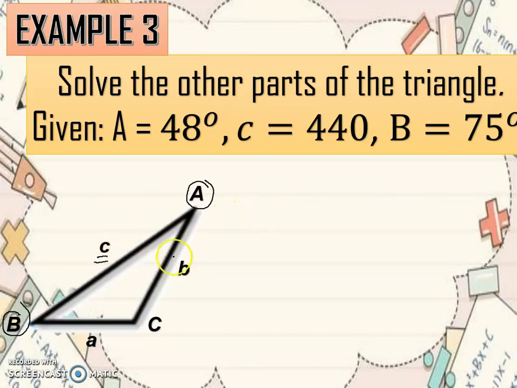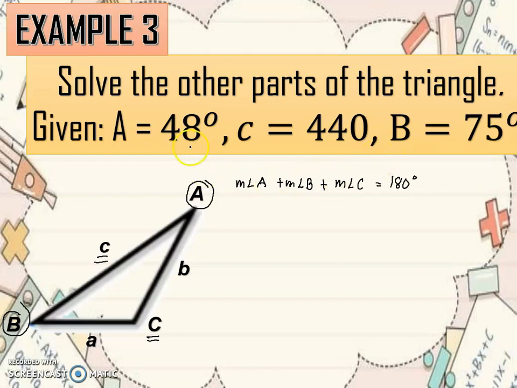We will solve first the third angle using the 2 angle measures. So we will use the concept of measure of angle A plus measure of angle B plus measure of angle C is equal to 180 degrees. We know, class, that the sum of all interior angles of a triangle is equal to 180 degrees. So we will use that concept.